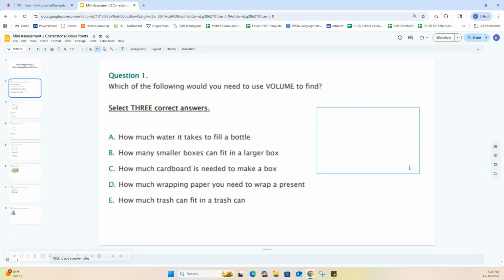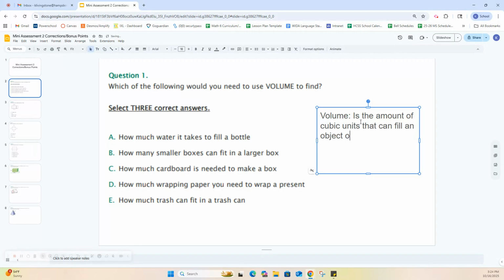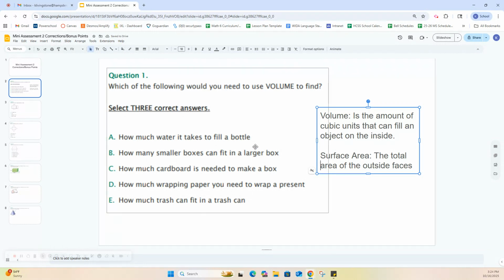So first we need to remember what volume is and how it is different from surface area. Volume is the amount of cubic units that can fill an object on the inside. That is what volume is. Surface area is the total area of the outside faces, where we find the area of each face and put it together.